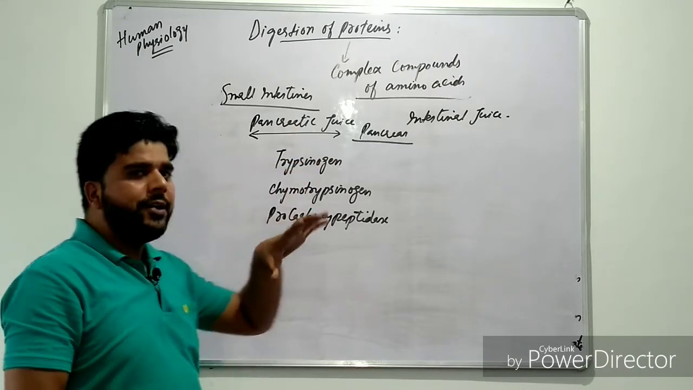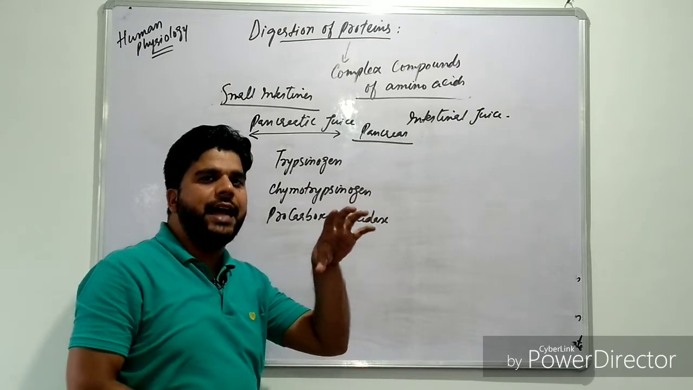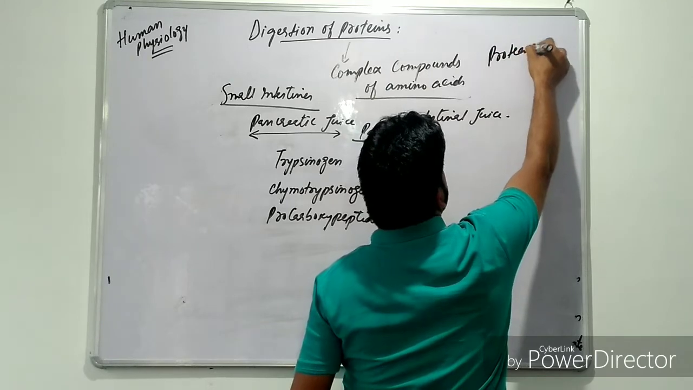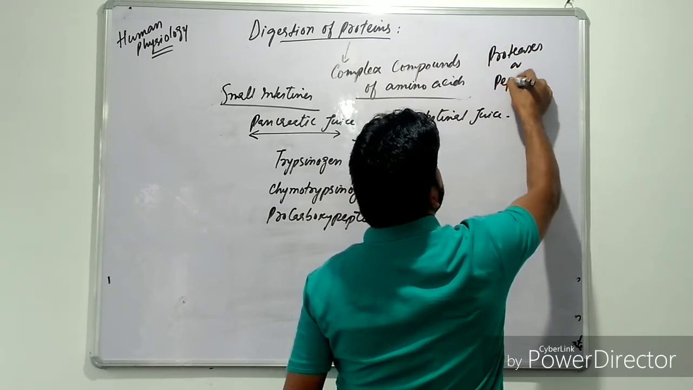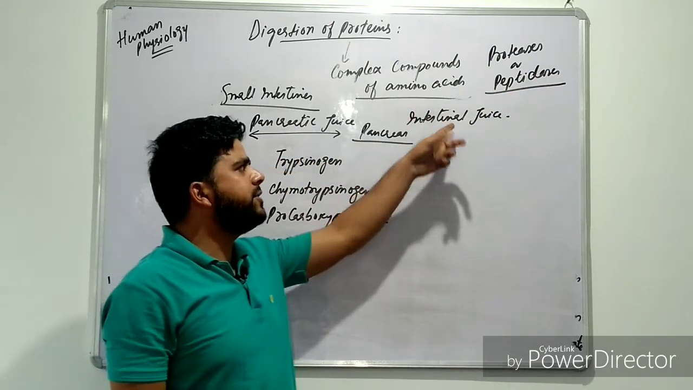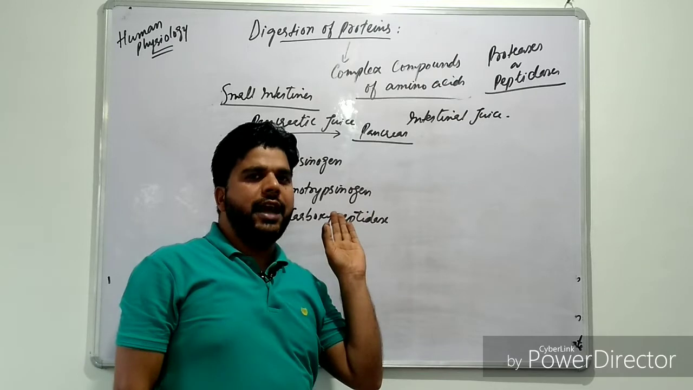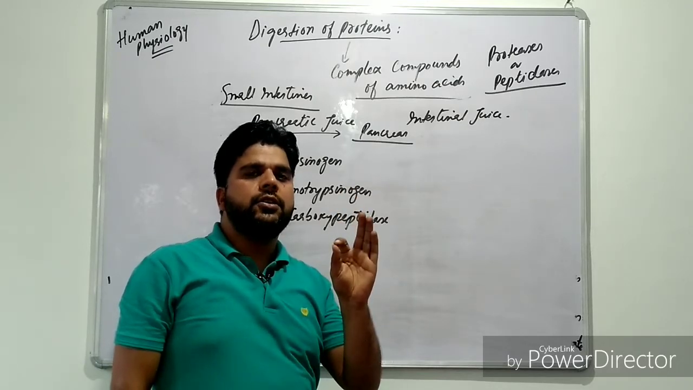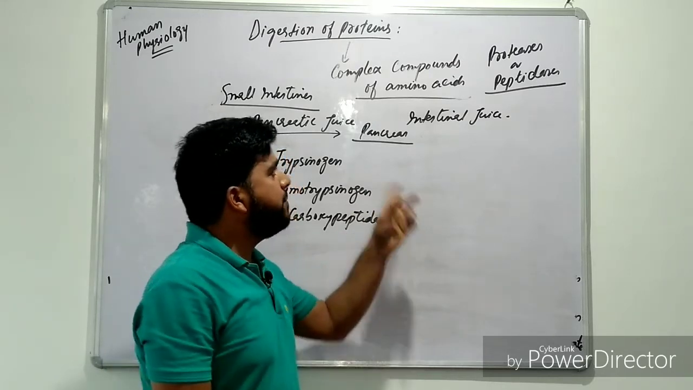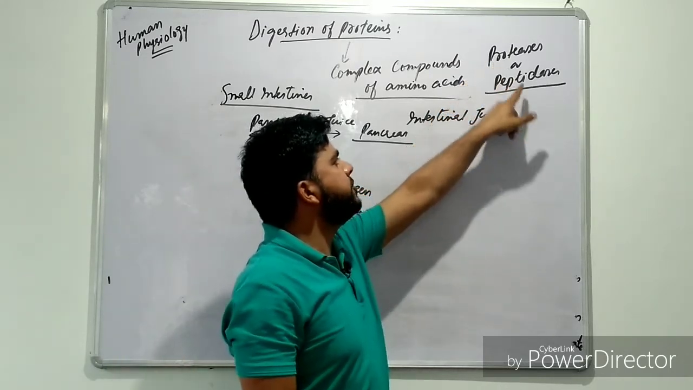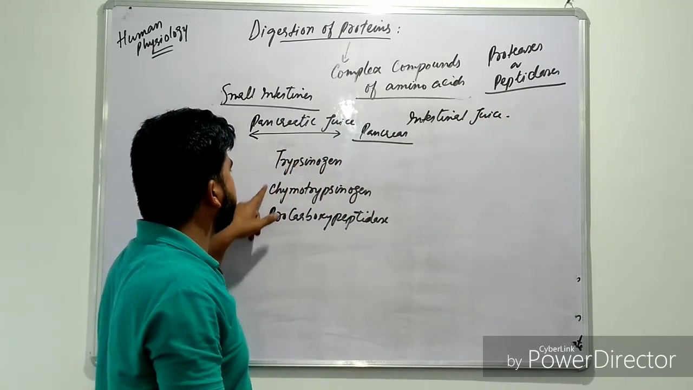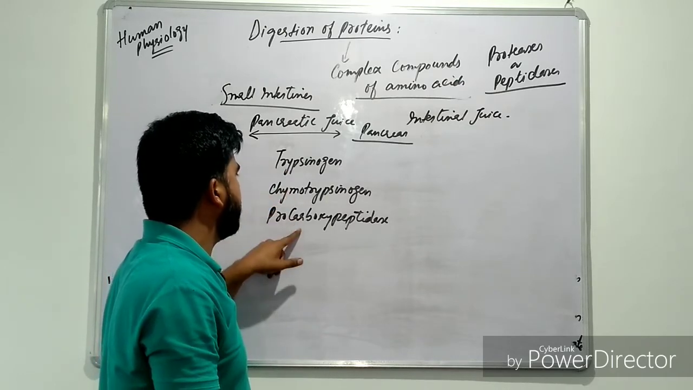You will remember that all those enzymes which carry out the digestion of the proteins are called proteases, or they can also be called peptidases. So all the protein digesting enzymes are called proteases or peptidases. In the last video lecture, I told you all those carbohydrate digesting enzymes are called carbohydrases. Similarly, protein digesting enzymes are called proteases or peptidases. So let us come back to the pancreatic juice. It contains three types of enzymes: trypsinogen, chymotrypsinogen, procarboxypeptidase.